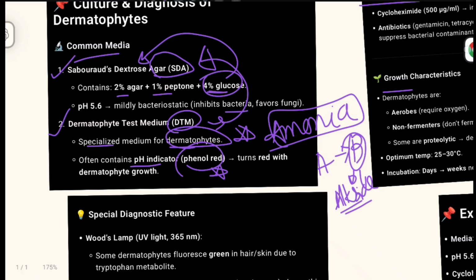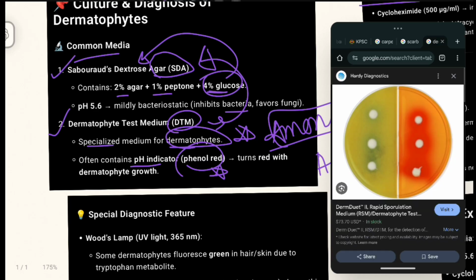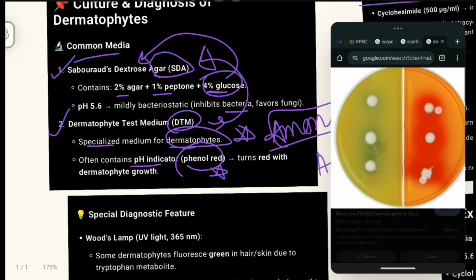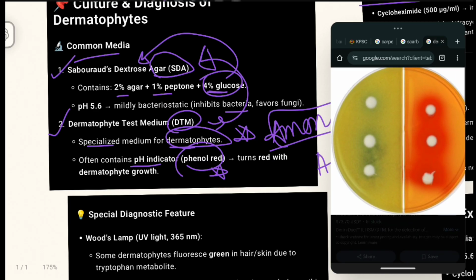This can be visualized in this image. Here you can notice the background looks yellowish, that is the dermatophyte test medium, and these buffy whitish colonies are the dermatophyte colonies. When the dermatophyte colony grows, the medium surrounding the colony shifts from yellow to a reddish tinge, and that reddish tinge indicates that the colony is a dermatophyte.